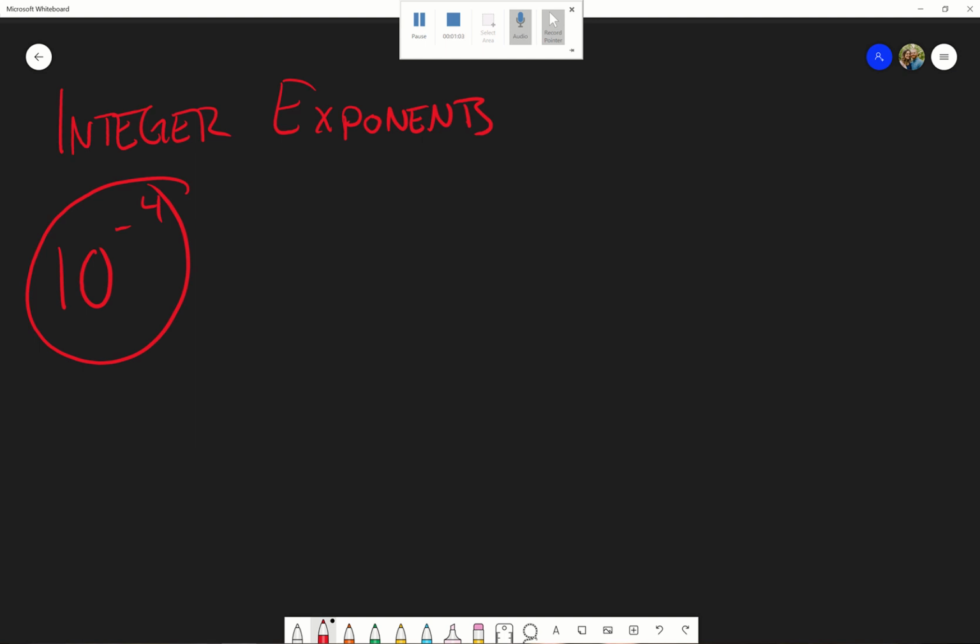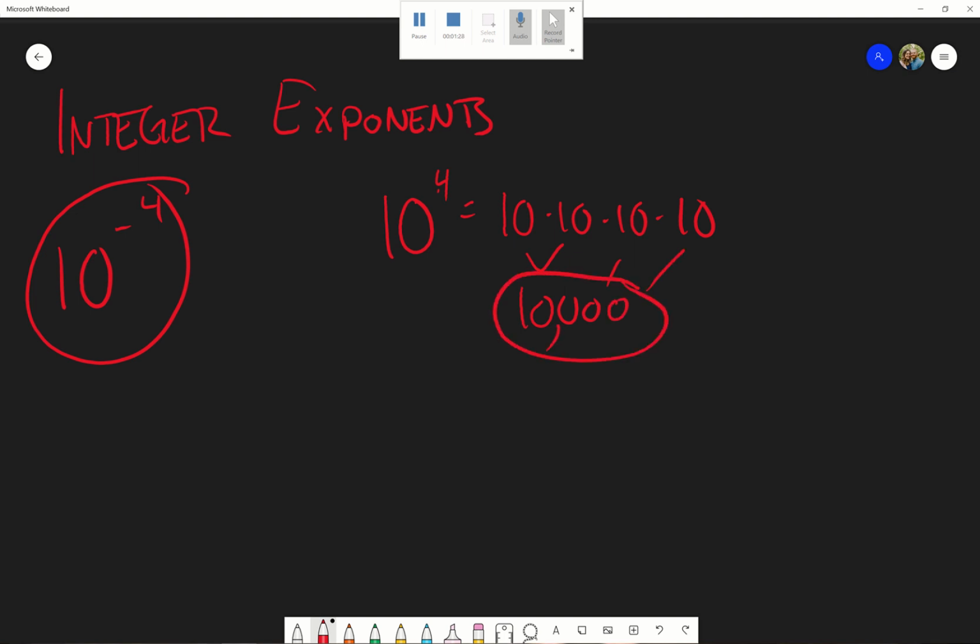All right, so when we deal with regular exponents, when we deal with 10 to the power of 4, this is the same thing as 10 times 10 times 10 times 10, yes? Or 10 times 10 is 100, times 10 is 1,000, times 10 is 10,000. So this would be the same as 10,000.